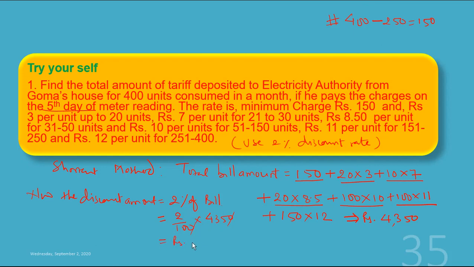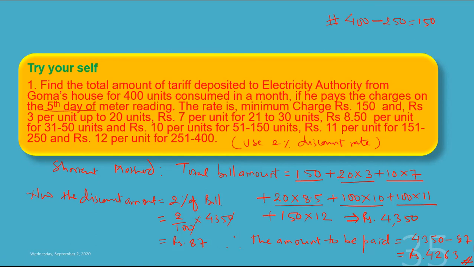Therefore the amount to be paid equals 4350 minus 87. It is Rs 4263. This is the shortcut method, dear students. Yes, after getting the total procedure, you can solve by this way.